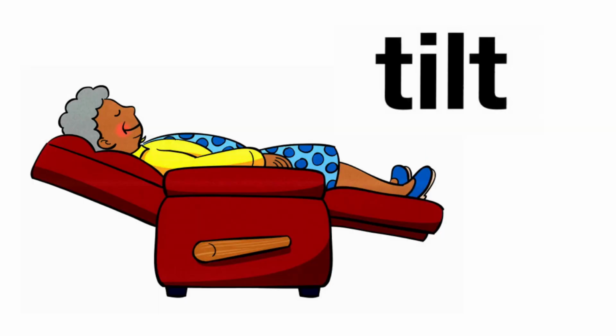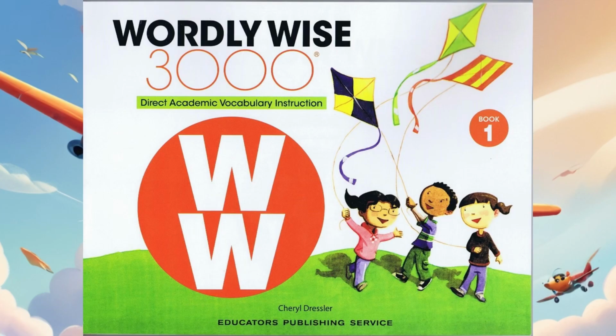Tilt. When something tilts, it leans or tips to one side. It is uneven. Look at the chair in this picture. Can you see how it is tilted back? Next, let's move to today's story.